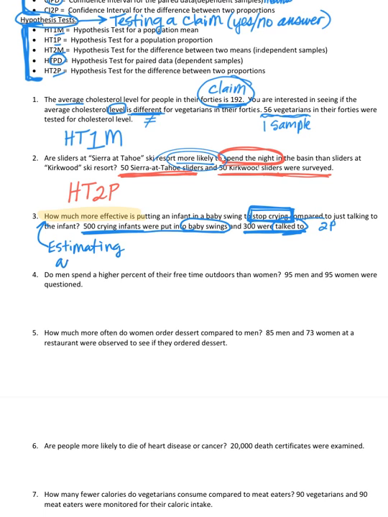And since I am estimating how much more one is than the other, that is what makes this an interval, not a test. It's not saying just is one more than the other? Okay, that's a test. How much more is one than the other? That's an interval. So on this problem, I have a confidence interval for two proportions. All right. Next, read the next one to yourself and see what you can come up with.